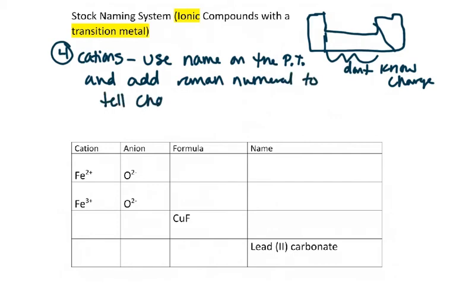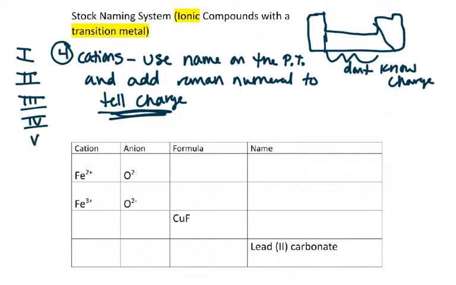So because we don't know the charge from the periodic table, that means we need to tell the charge in the name. Just as a little refresher, Roman numeral 1 is I, Roman numeral 2 is 2 I's, Roman numeral 3 is 3 I's, Roman numeral 4 is IV, Roman numeral 5 is V, and Roman numeral 6 is VI. That's probably as high as you're going to need to go, but just as a little reminder in case you didn't remember.